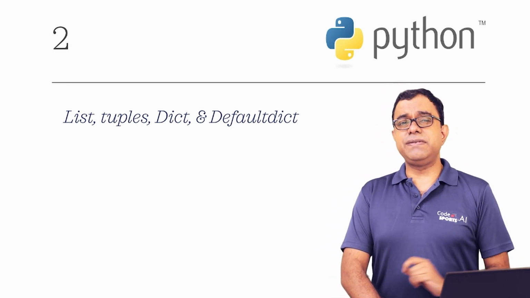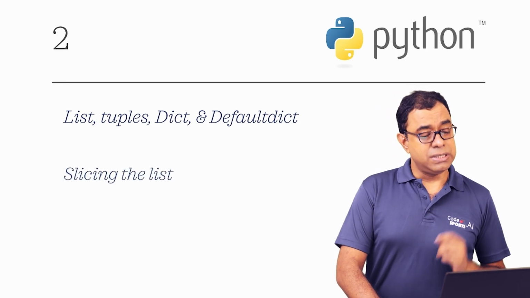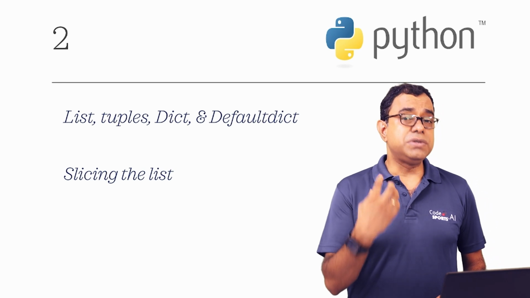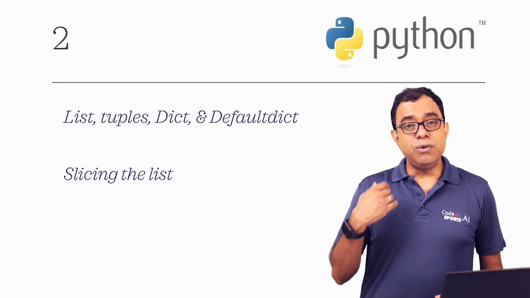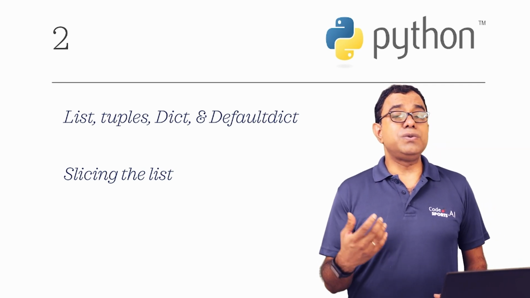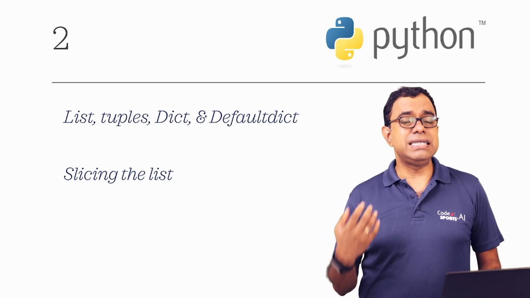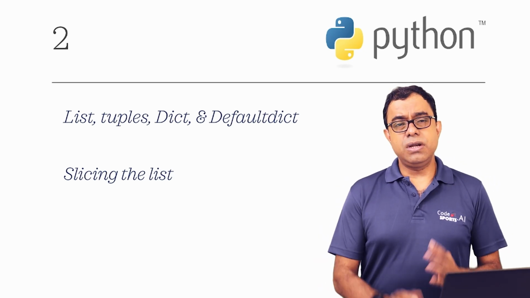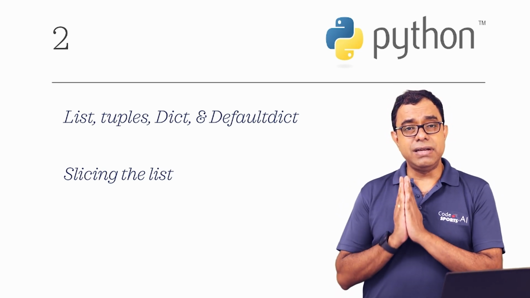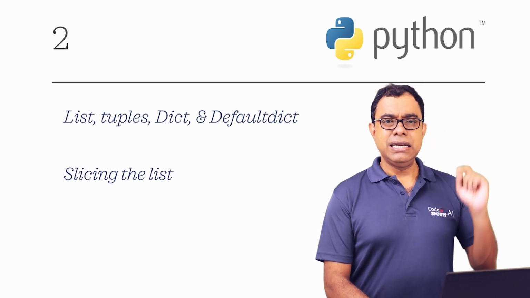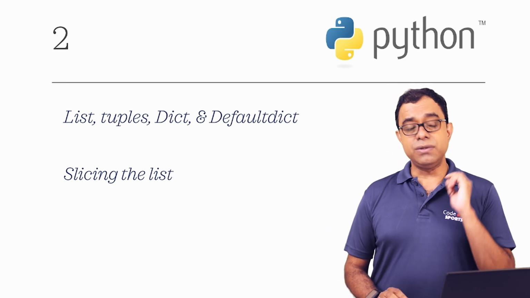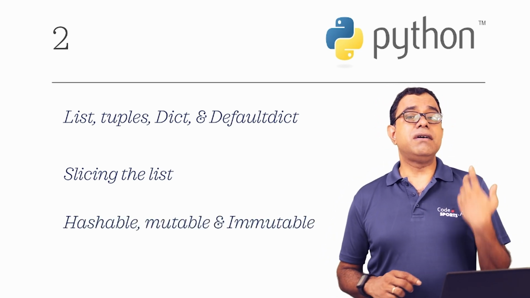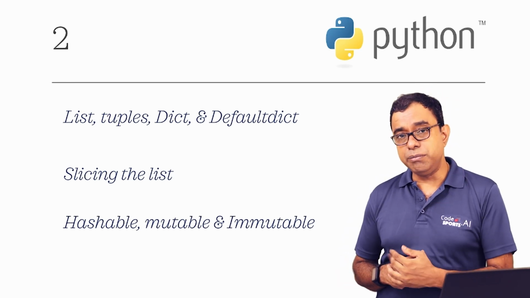There are some specific things you must also know, like how to slice your list. You know, if you want to take a portion out of the list, how to do that. There are ways to do it with a for loop, but slicing is easier and it makes your code cleaner. So learn about slicing of list, and at the same time, there is something which is related to, you know, dict data structure. You should also know what is the meaning of hashable, mutable, and immutable.